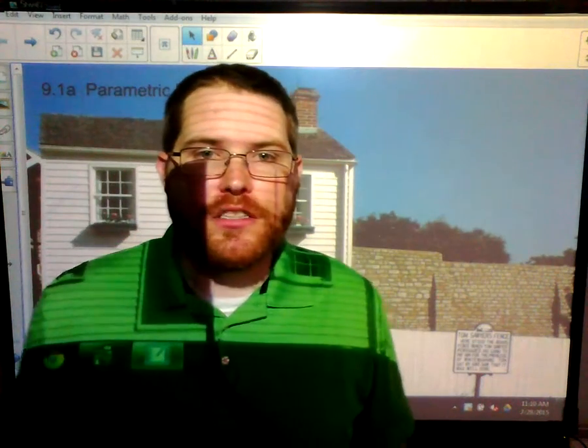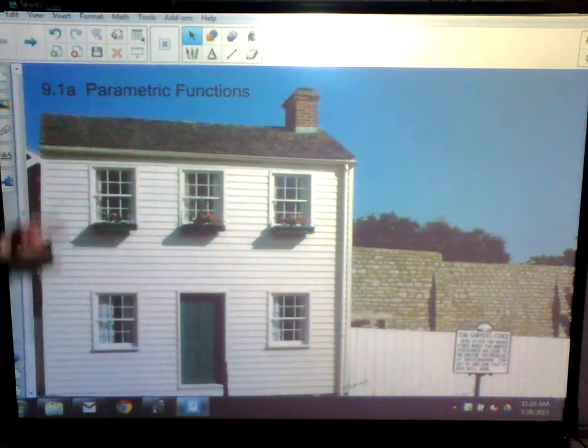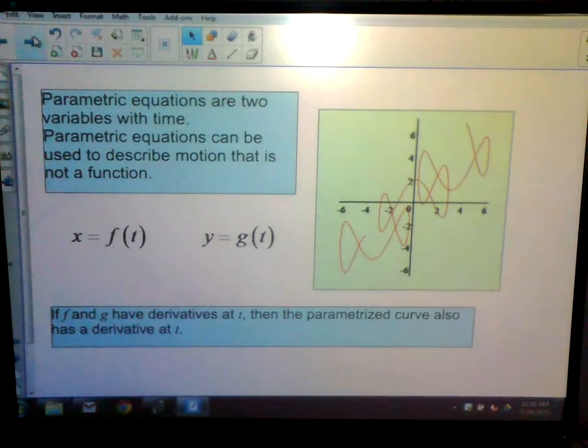And the very first type of function we're going to talk about are parametric functions. Parametric functions are two variables with time. So x is its own function and y is its own function with relation to time. It can be used to describe motion that is not a function.